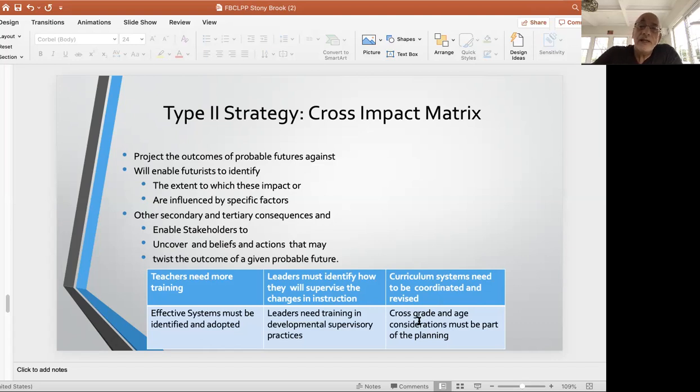If it's likely that Goldilocks is going to enter the Three Bears house, who's affected by that? Goldilocks, maybe Goldilocks' parents, Mama Bear, the Papa Bear, and the baby bear. I forget who that was for a moment. How will they be affected by the probability of Goldilocks entering the Three Bears house? And that's how it works.